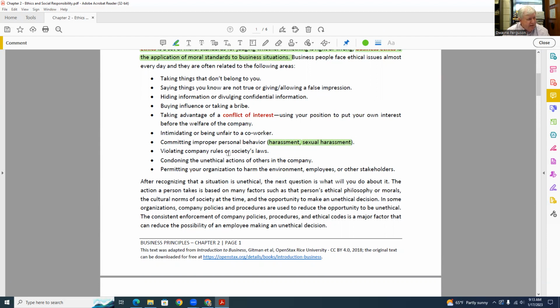So there are a lot of things that could get you into trouble with ethics. Violating company rules or society's laws, condoning unethical actions of others, standing by while someone else does something that's not ethical, permitting your organization to harm the environment, employees, or other stakeholders. So anyway, the main thing is when you reach a point where you've got to decide whether something is unethical or not, you have to apply your standards to it and the company's code of ethics to it, and make a decision.